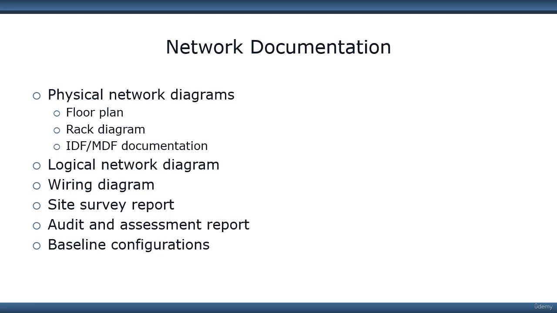Site survey reports are generally more about wireless signals. Audit and assessment reports would be if you went through and you were auditing security and assessing security, then you could have a document that reported on that, any findings that needed to be fixed. And then baseline configurations. Baseline configurations from a performance standpoint is, this is the base configuration for all servers. This is the base configuration for all network devices, for all laptops, desktops. The reason to do this is it assists in deploying those devices, and it helps us to do it in a very standardized manner.